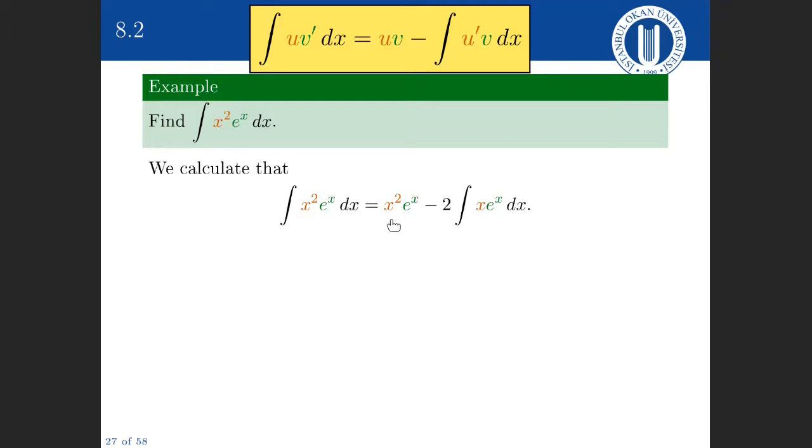Then this is equal to uv, which in this case is x squared e to the power x, and then minus u prime v. So minus 2x e to the power x. This 2 really should be in orange.